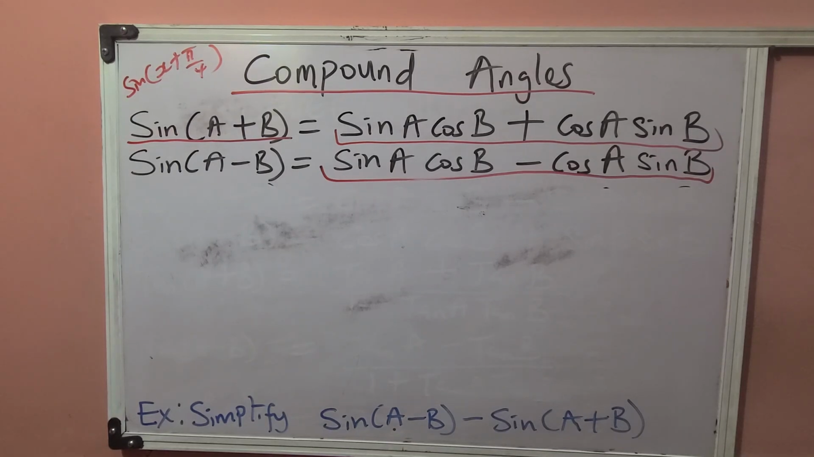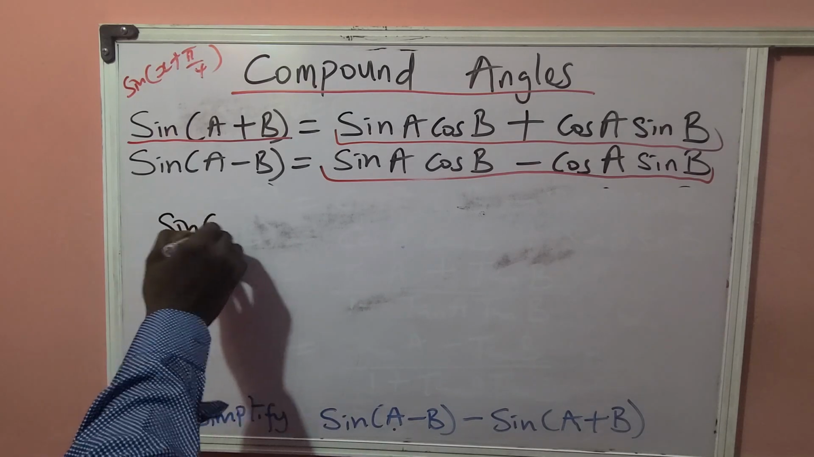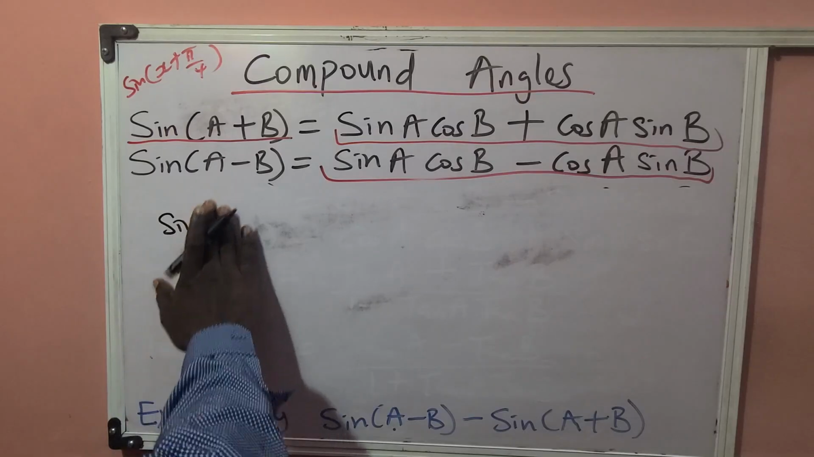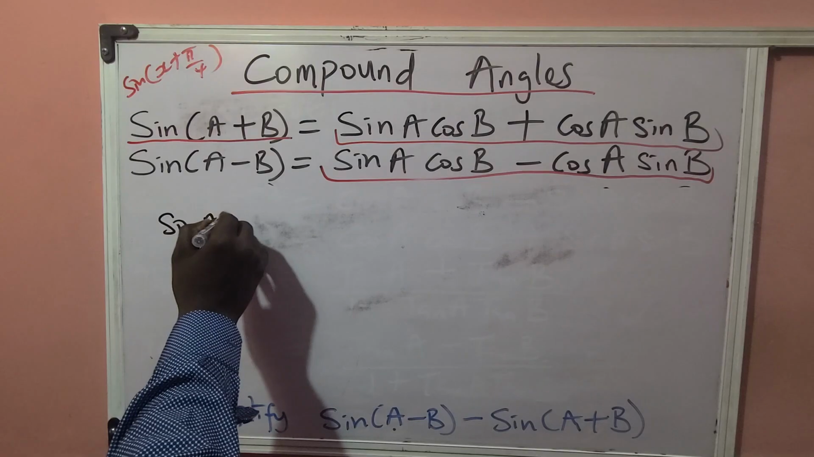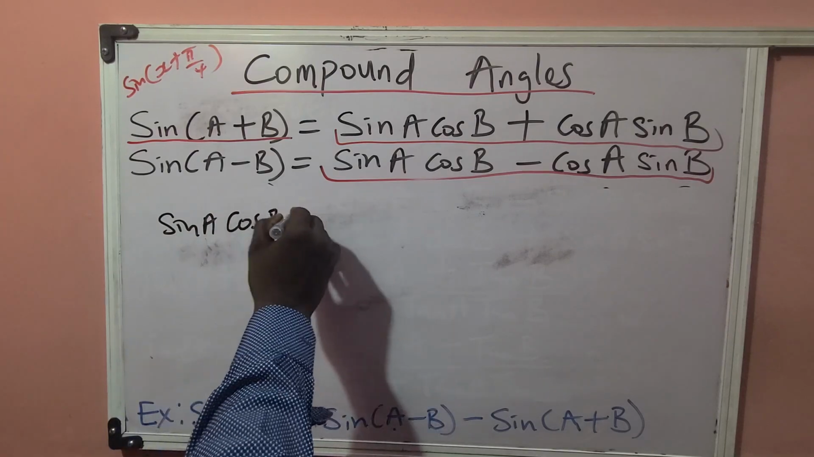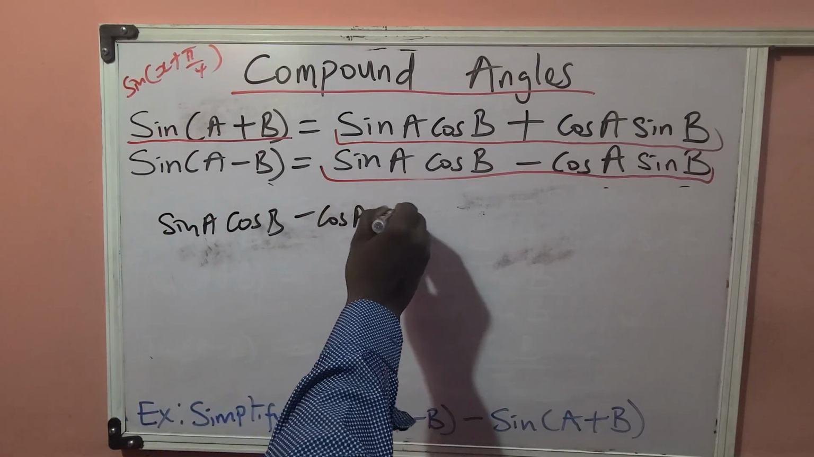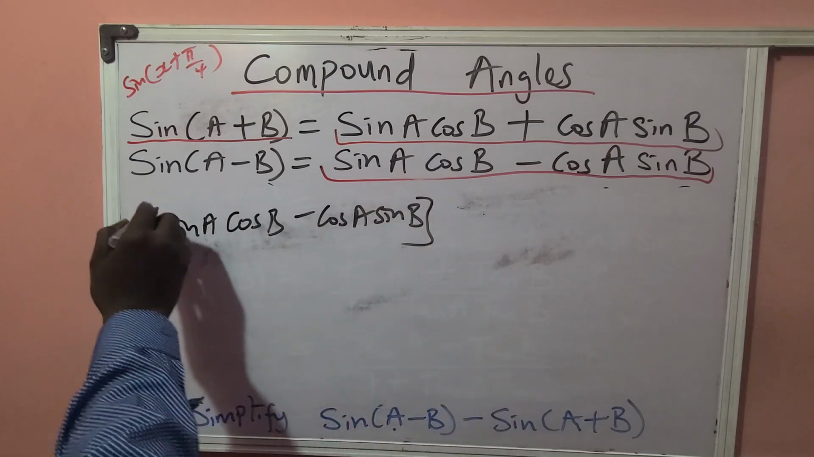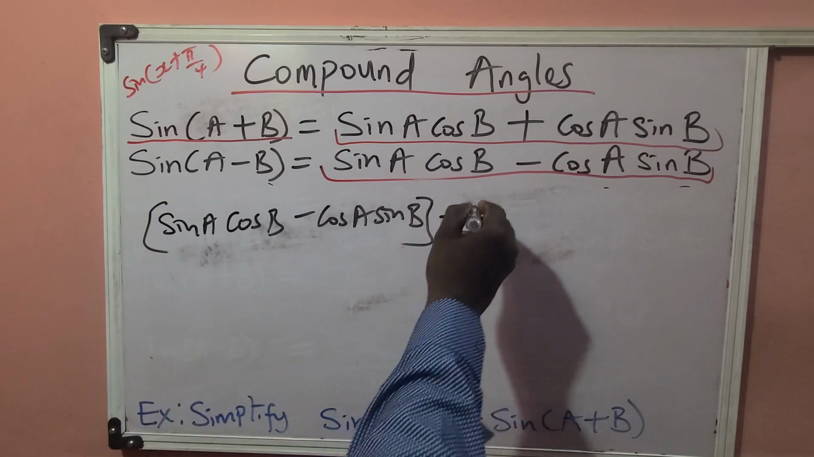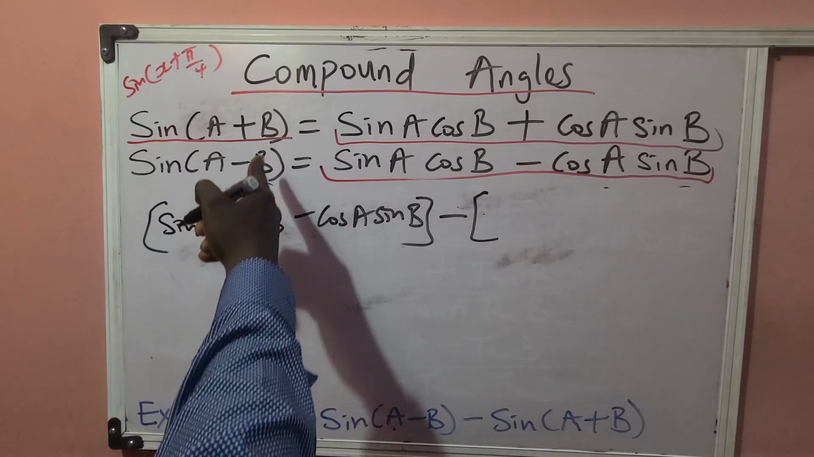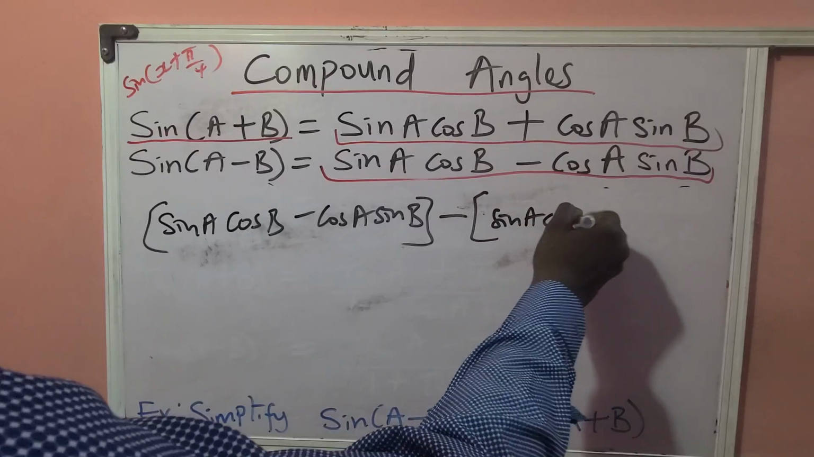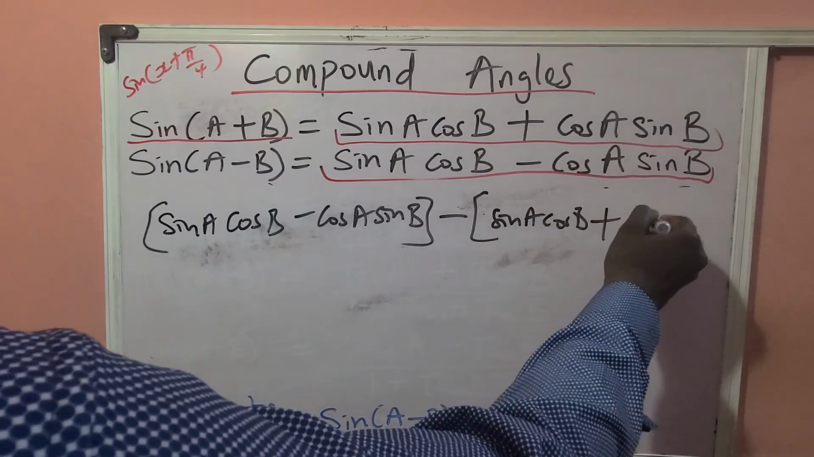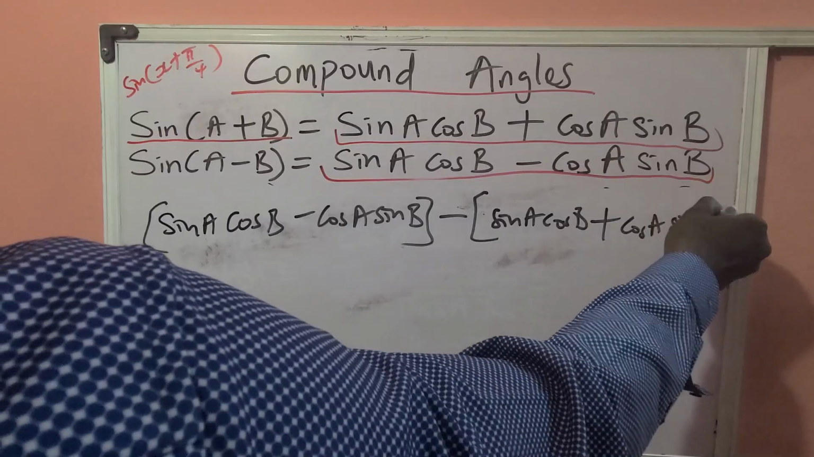So if you fill this in, of course, this will be sine A minus B, which is sine A cos B minus cos A sine B. You can put this in a bracket. This is for the first part, minus, I love to use my bracket very much. Then sine A plus B will be sine A cos B plus cos A sine B.